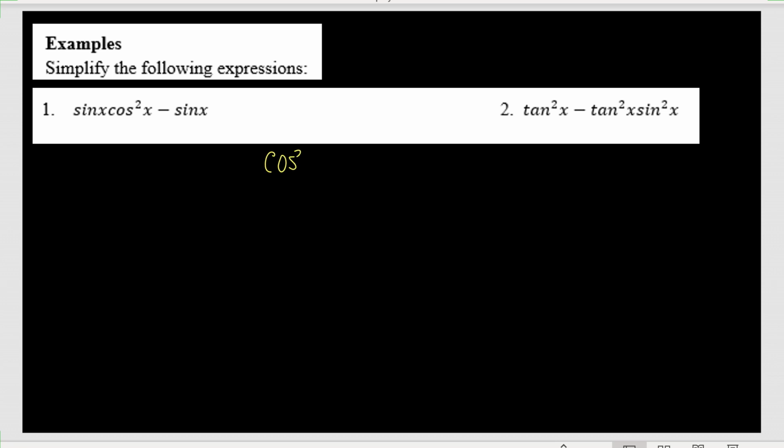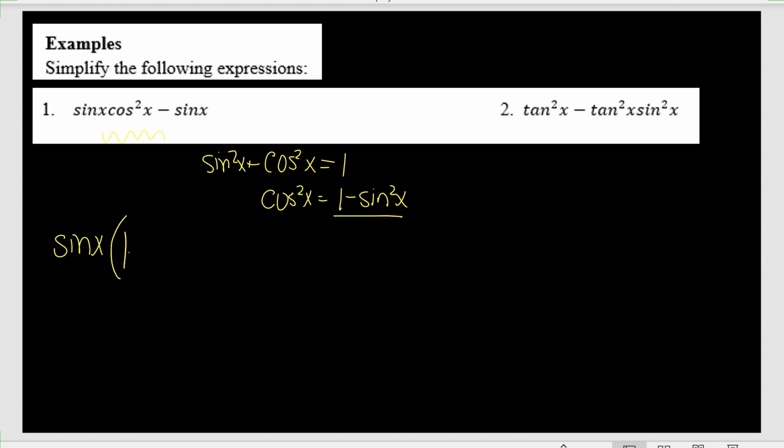I do see that cosine squared term and sine squared plus cosine squared equals 1. So if I isolate the cosine squared, I'll have 1 minus sine squared. Okay, so that means that I can keep the original sine that's in the expression, replace cosine squared with 1 minus sine squared of x, and then subtract the other sine of x that's already there.